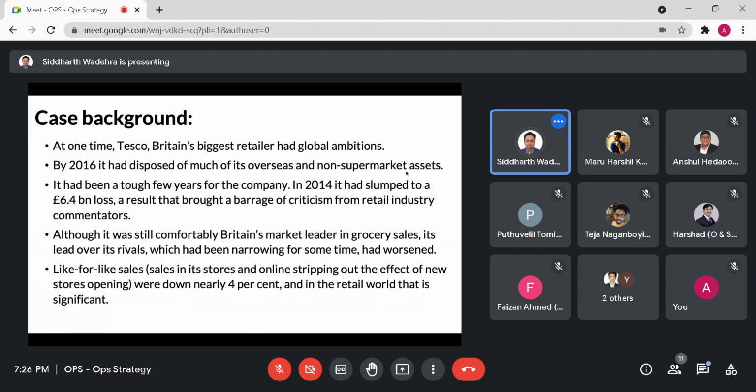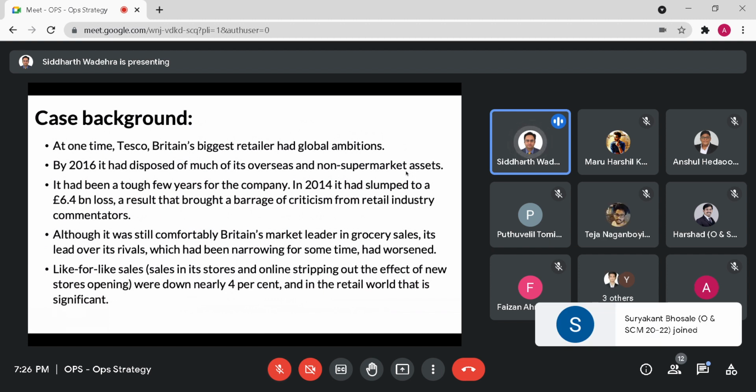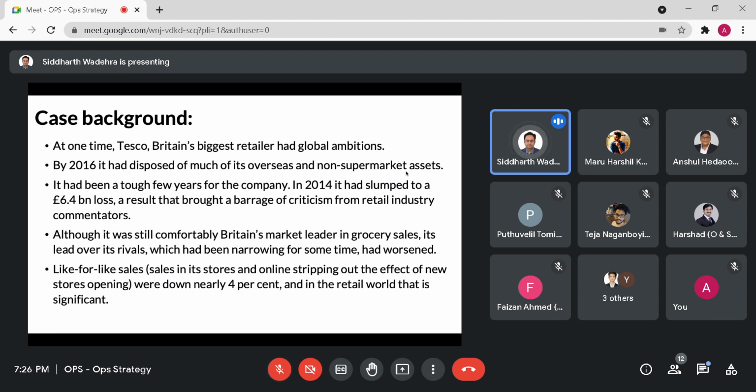which it was doing. At one point of time, Tesco was the biggest retailer in the UK, and it had global ambitions of expanding all over the world. By 2016, it had disposed of much of its overseas assets and non-supermarket assets because it was not doing very well. Despite the fact that they had global ambitions, they had to dispose of much of their assets. It had been a few difficult years for the organization, for Tesco as such.